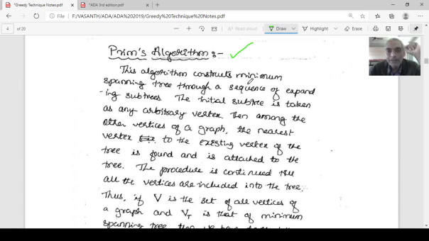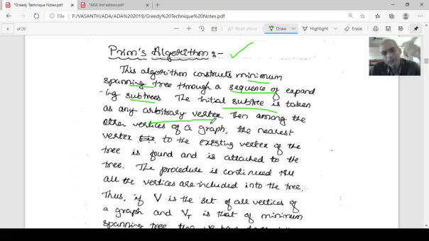Now this algorithm constructs the minimum spanning tree through a sequence of expanding subtrees. Right? Now you are going to find the minimum spanning tree by expanding, by a sequence of steps. That means initially you will be having an empty tree. Then you start with an initial vertex, then step by step you are going to construct the tree. So step by step, finally you construct one spanning tree, and that spanning tree will be the minimum. So the initial subtree is taken as any arbitrary vertex.